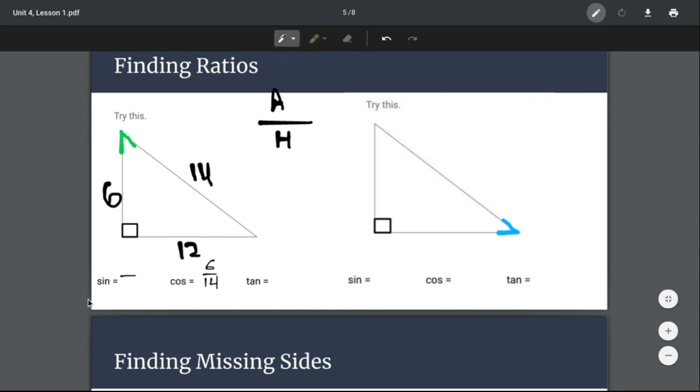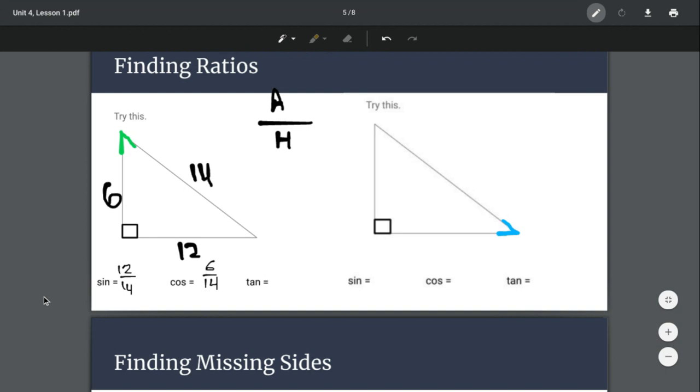Okay, so actually it's going to be O over H. So still over 14, but this time we put the O for opposite, which is the 12, which is the alpha. It's going to be over here. That's the opposite side. And then tan is going to be the O over A. So O we know is the alpha, 12, and then the A is going to be our 6.